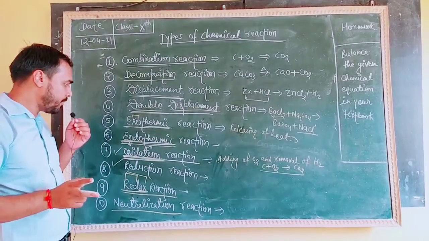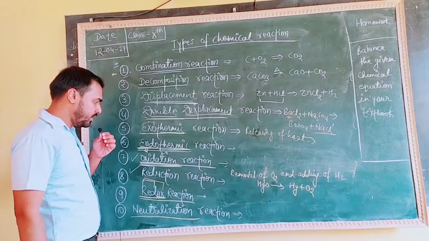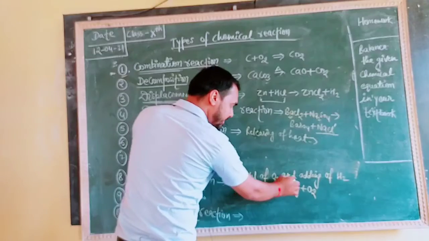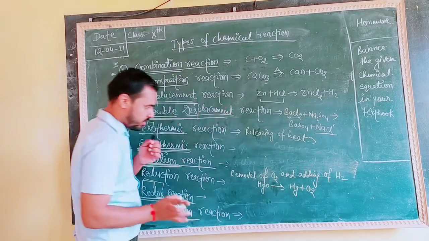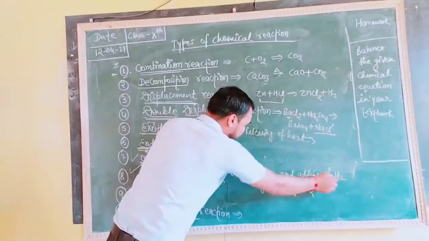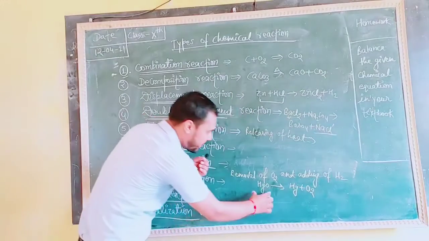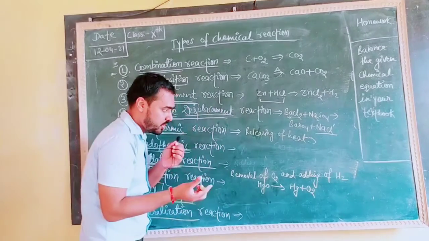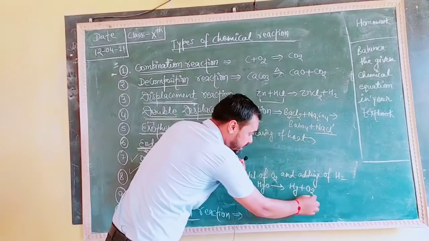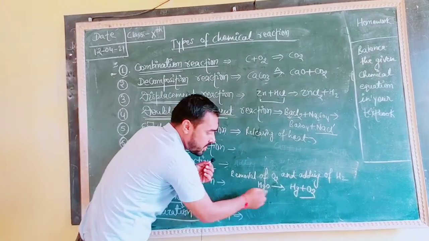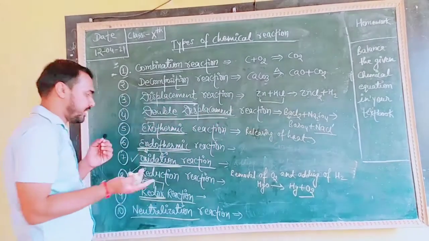Okay. Next topic is reduction reaction. Removal of oxygen and adding of hydrogen. Okay, the reaction in which oxygen is either removed or hydrogen is added. So here I have written the example HgO. When HgO is decomposed, it breaks down into Hg and O2. So what is happening here? Oxygen is getting removed from the compound. So that is reduction reaction.